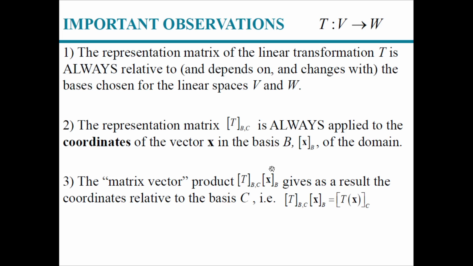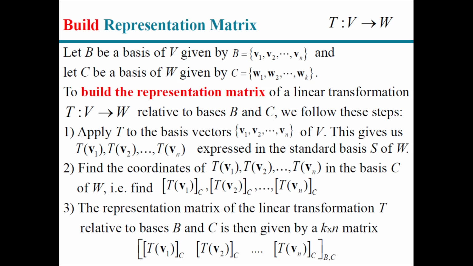And as a result, we are going to get the coordinates in basis C of the image of Tx, so the image of x under action of T. So what we get back is the coordinates in basis C. See, it says coordinates in B for inputs, and the output are the coordinates in basis C. And then we just need to apply the definition of the coordinates and expand. So this is a general principle, and that's how we do it.